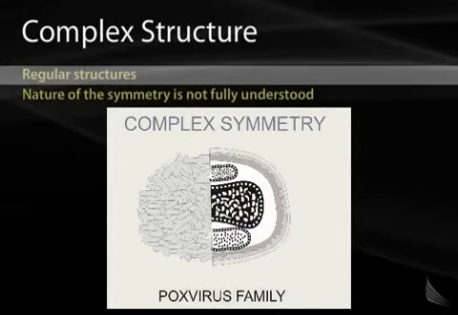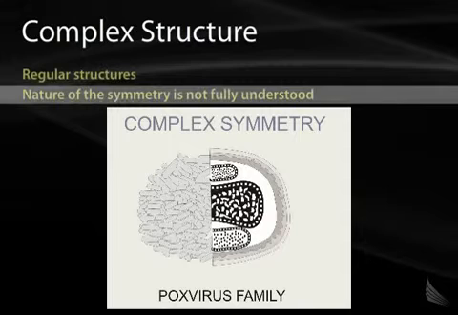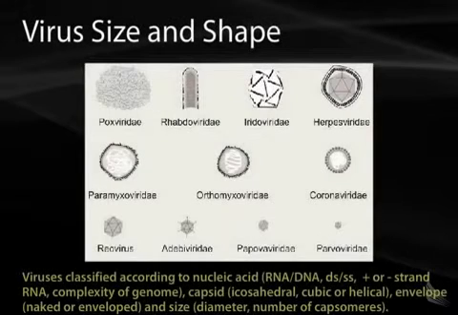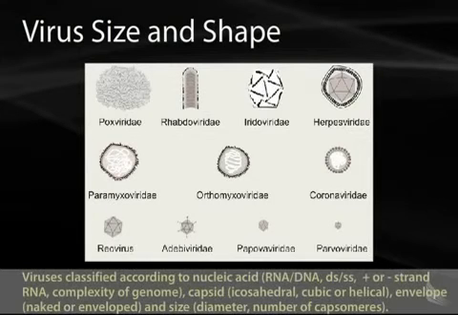Complex structure viruses have regular structures, but the nature of the symmetry is not fully understood. As you can see here, the pox virus is a good example of that. It's got all kinds of protein subunits all over the place. So this figure nicely illustrates the virus size and shape of various different virus families. You can see here they're classified according to their nucleic acid, whether it's RNA or DNA, double or single-stranded, positive or negative strand. They're also organized by complexity, by their capsid, by their envelope, and by their size.